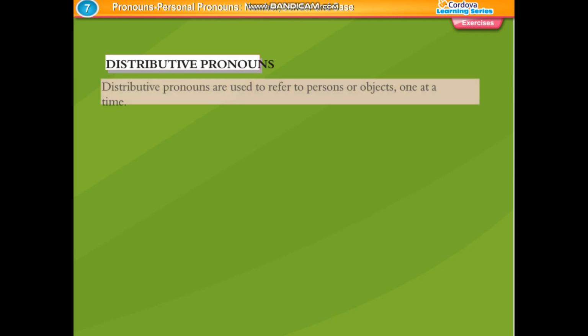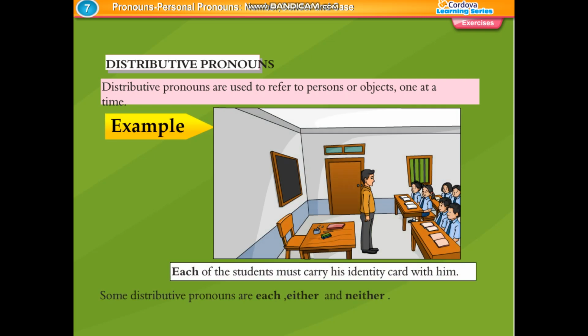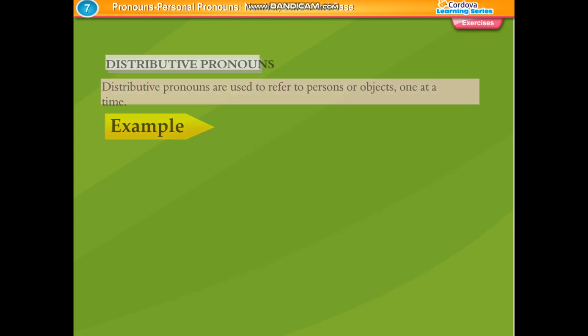Distributive pronouns. Distributive pronouns are used to refer to persons or objects one at a time. Example, each of the students must carry his identity card with him. Some distributive pronouns are each, either, and neither.